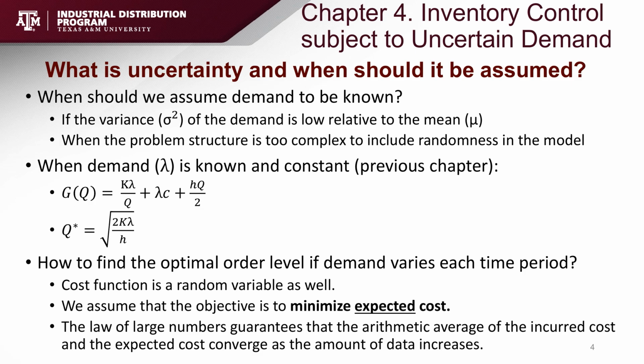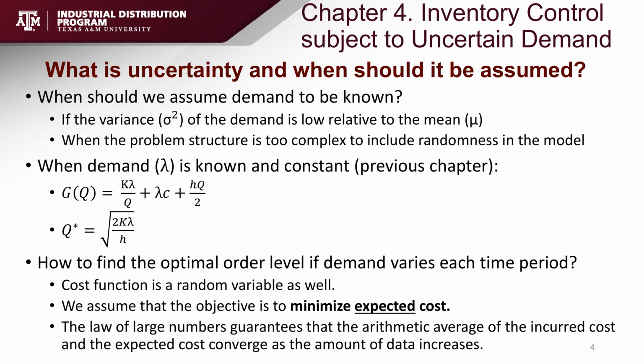Now, when is it okay to ignore the randomness and just treat demand as known? Two cases, really. First, when the variance is small relative to the mean, the wobble doesn't matter much. Second, when the problem is already complex enough that forcing randomness in would make it basically unsolvable.